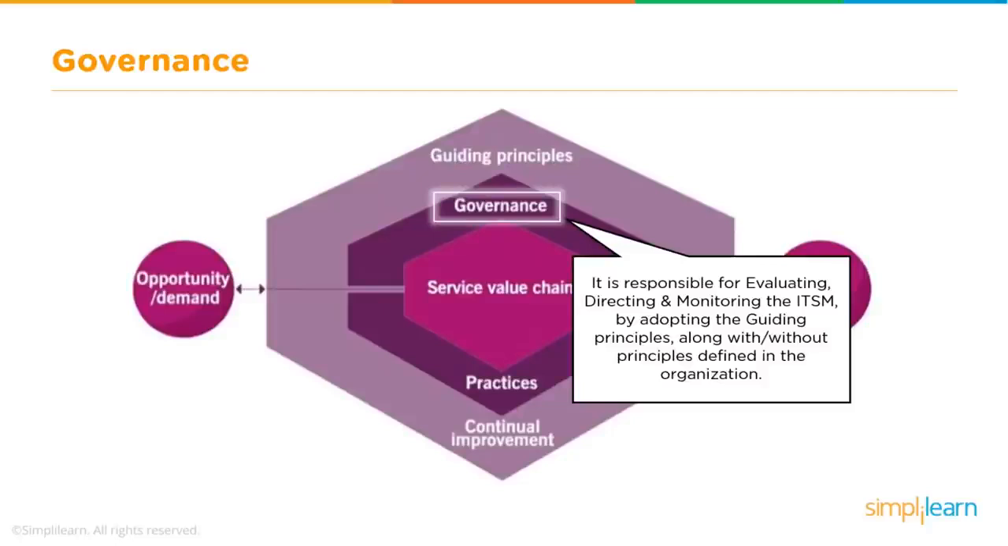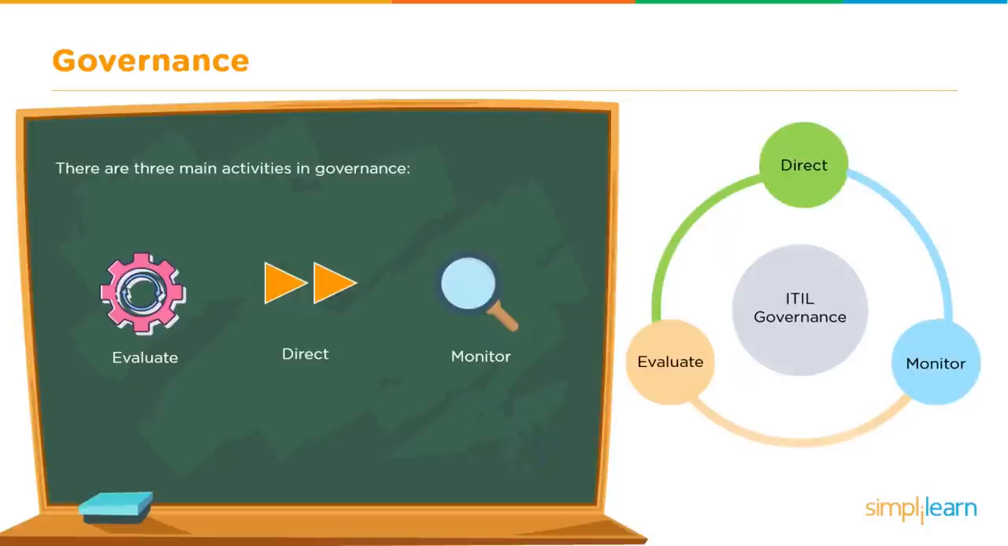Next component of the service value system is governance. Governance is basically responsible for evaluating, directing and monitoring IT service management by adopting the guiding principles defined in the ITIL 4 framework. It may also demonstrate these principles, considering the currently available principles which are defined in the organization. So this involves three main activities, that is evaluate, direct and monitor.